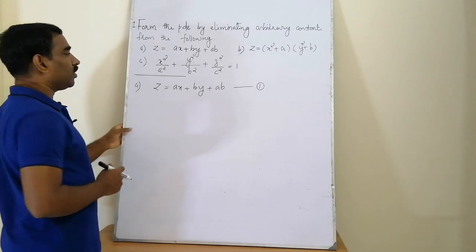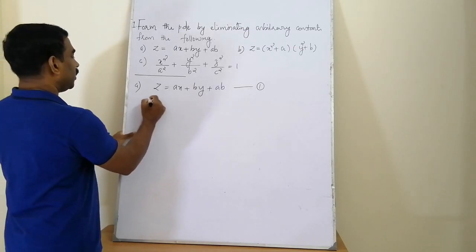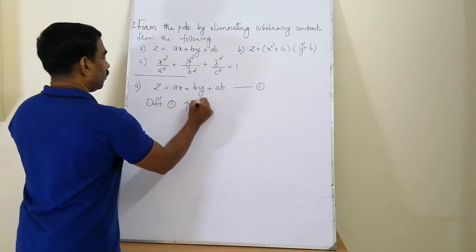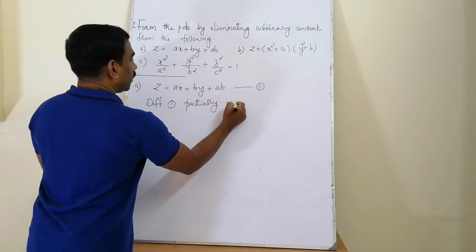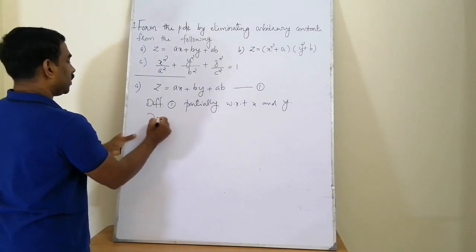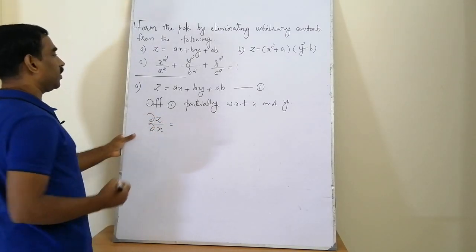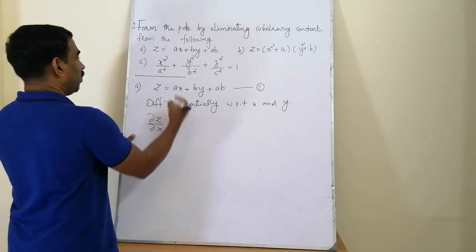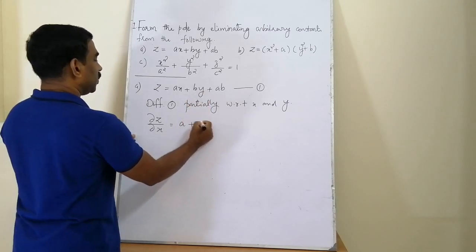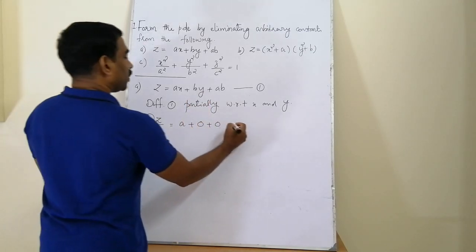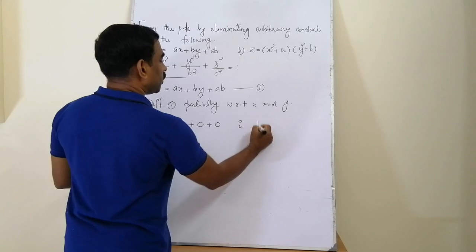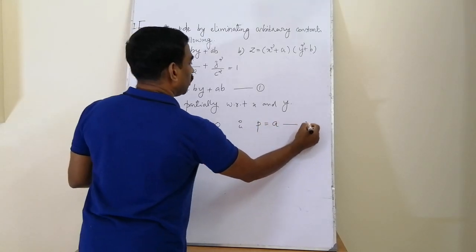For eliminating these arbitrary constants a and b, first of all we differentiate equation number 1 partially with respect to x and y. So we have the first partial derivative, dou z by dou x, where a and b are constants. Dou z by dou x is equal to, the derivative of ax with respect to x is a, and the derivative of the second part is 0 and the third part is 0. So we can use a notation instead of dou z by dou x. What is the notation? It is p. That is, p is equal to a, equation number 2.